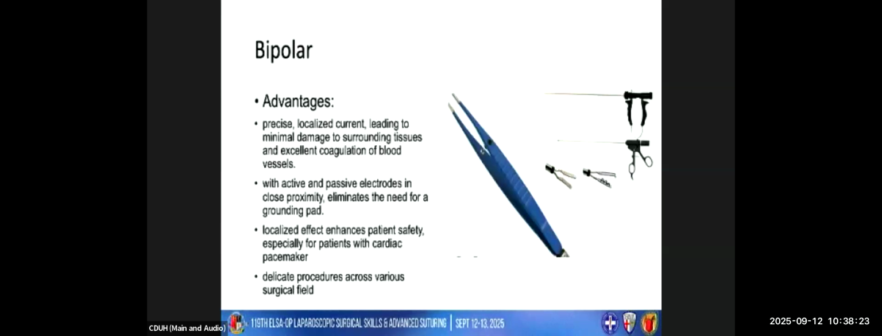So what are the advantages of bipolar? Because of its precise localized current, leading to minimal damage to the surrounding tissues and excellent coagulation of blood vessels, it's designed with active and passive electrodes in close proximity, which eliminates the need for a grounding pad and therefore improves patient safety. This localized effect enhances patient safety, especially for patients with cardiac pacemakers, and is suitable for delicate procedures across various surgical fields. Its disadvantage is that it's very tedious and slow to use.